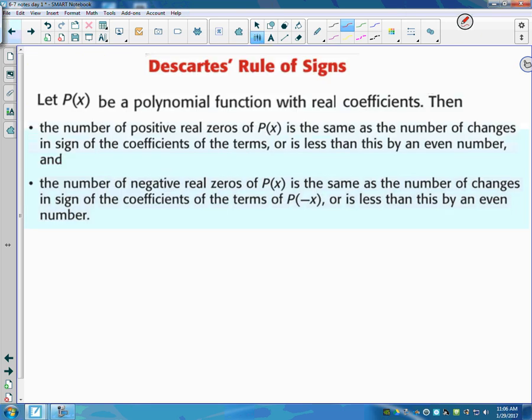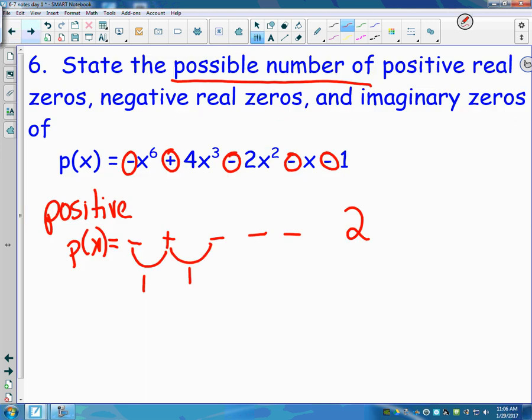So it's equal to the number of changes in sign, or is less than this by an even number. So what that means is when you count the number of changes in sign, you have to count down by 2 until you get to 0. So this means there could be 2 positive real zeros, or there might be 0 positive real zeros. All right, so there could be 2 or there could be 0. So if there's 1, that means there's a second one. That's kind of what that's telling me.